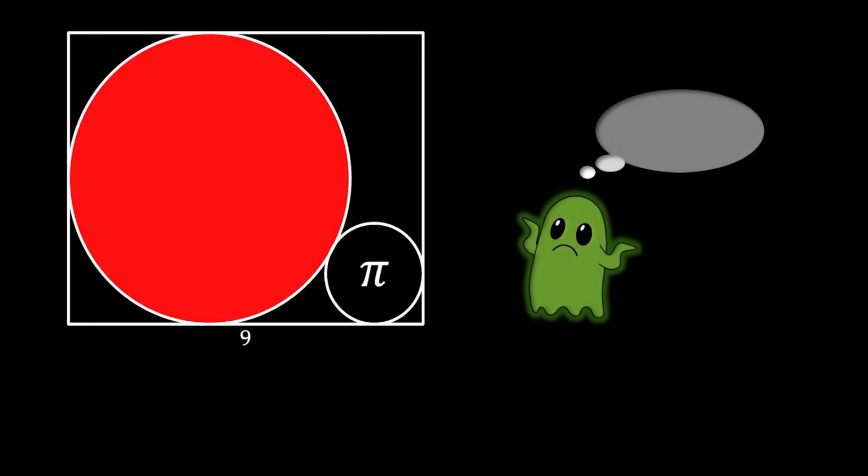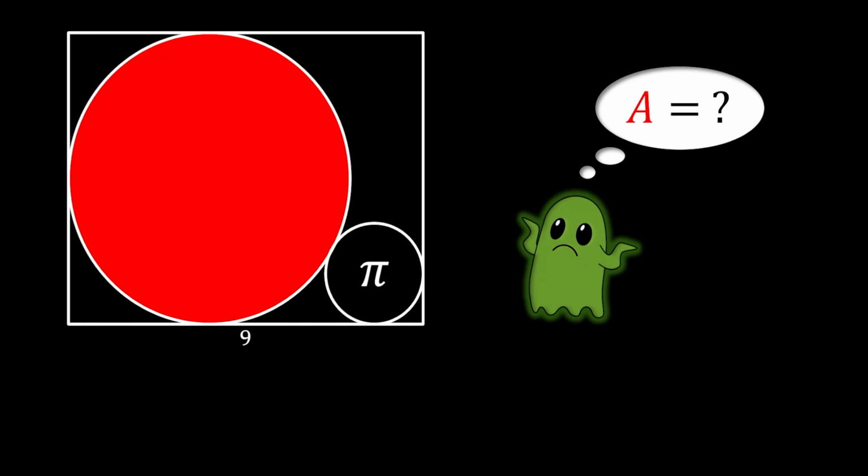Now, on the bottom right corner of our rectangle, we will inscribe another small circle which touches the big circle. And let's say that this small circle has the area of pi. Now, the question is, can we somehow calculate the area of the big circle?